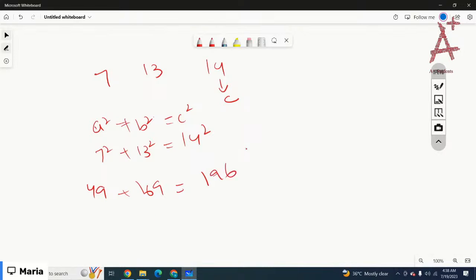196. Just add them: 49 plus 169 is 218. 218 is not equal to 196. So they are not equal. That means this is not a right angle triangle. Got it?